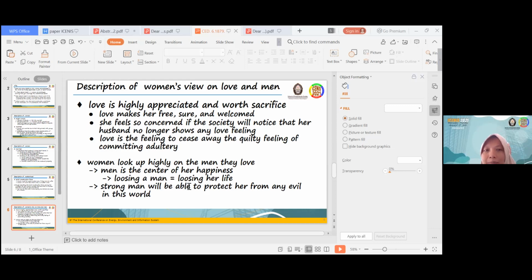Man is the center of her happiness. So losing a man means losing her life, and strong men will be able to protect her from any evil in this world.